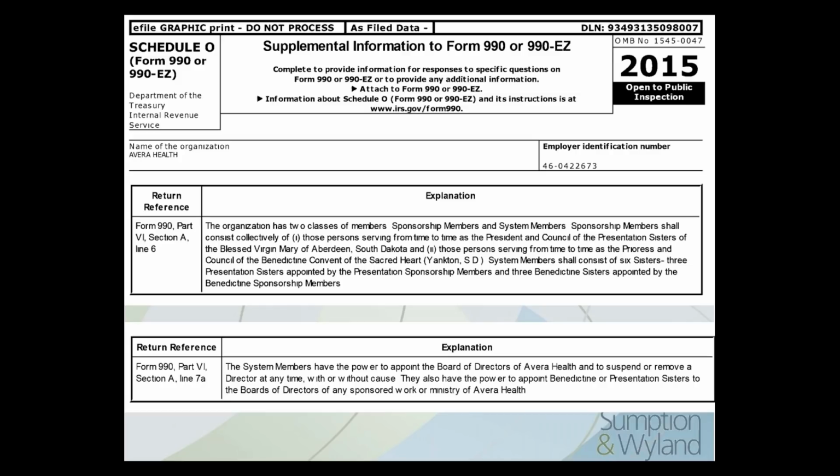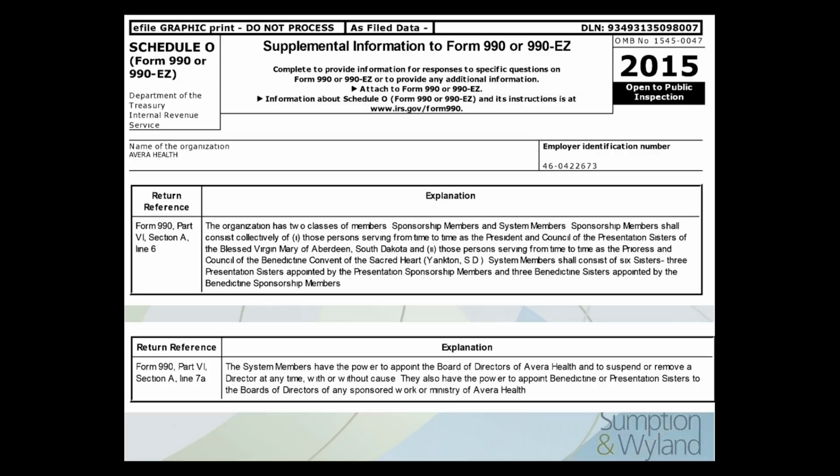The system members have the power to appoint the board of directors of Avera Health and to suspend or remove a director at any time with or without cause. They also have the power to appoint Benedictine or Presentation Sisters to the boards of directors of any sponsored work or ministry of Avera Health. Now, again, this is a $3.5 billion hospital system that the public knows is Catholic, but it also knows that almost all of the board members and all of the executives are lay people.